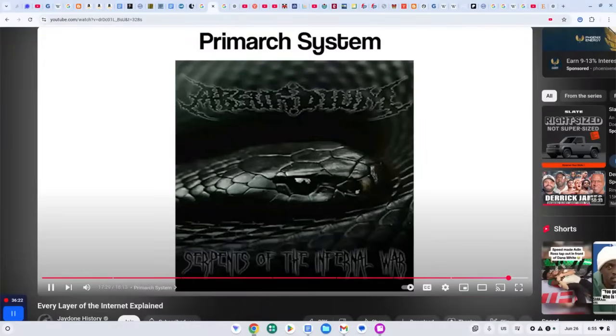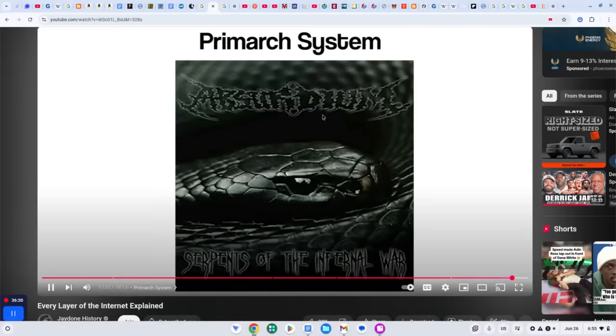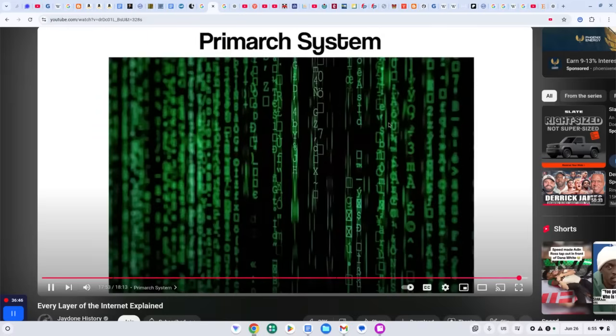Despite its fantastical nature, the idea of the Primarch system reflects deeper questions about digital autonomy, system control, and the possibility of technology evolving beyond its creators. In an age where artificial intelligence is increasingly capable of decision making, data analysis, and autonomous operation, the idea of a foundational AI system quietly running the background processes of the internet doesn't seem entirely implausible to some theorists.